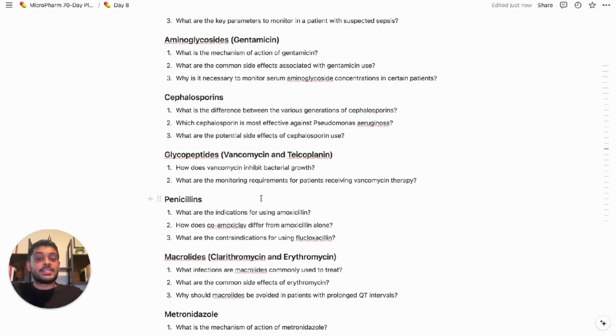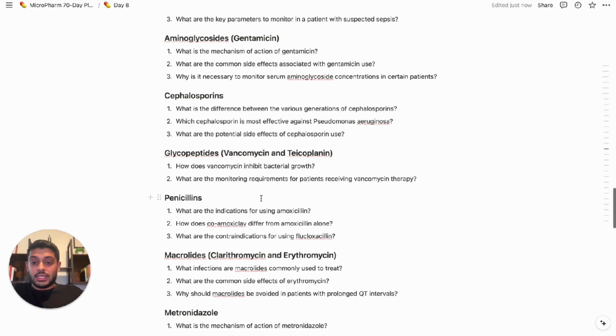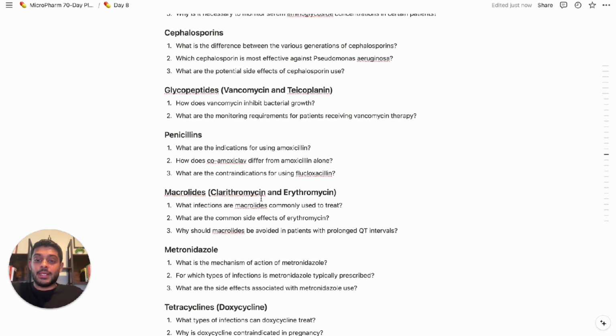Cephalosporins: what is the difference between the various generations of cephalosporins, which cephalosporin is most effective against Pseudomonas aeruginosa, and what are the potential side effects of cephalosporin use? Glycopeptides such as vancomycin and teicoplanin: how do glycopeptides like vancomycin inhibit bacterial growth?